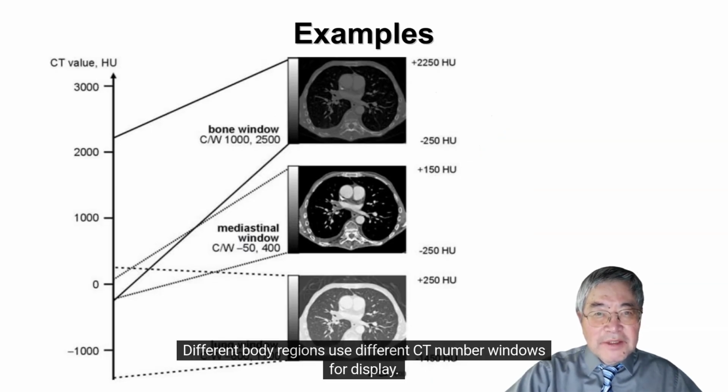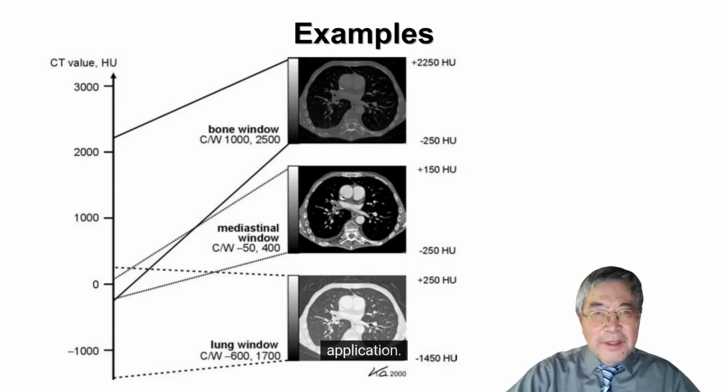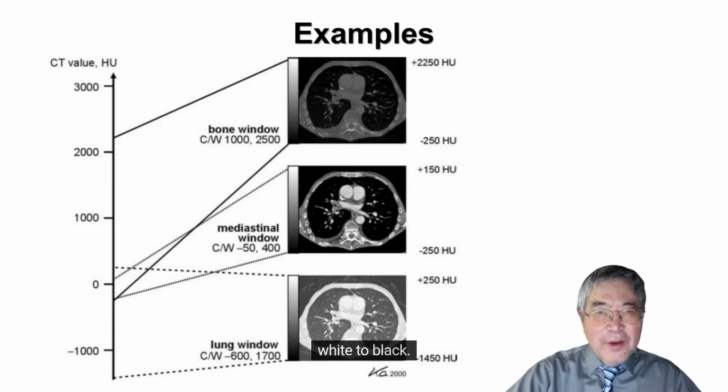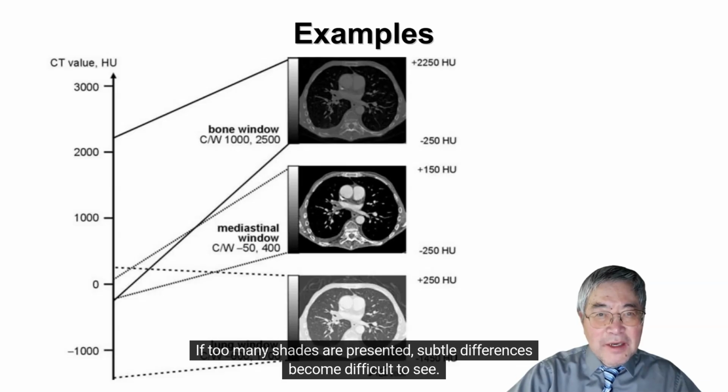Different body regions use different CT number windows for display. These windows are defined by minimum and maximum CT numbers depending on the manufacturer or clinical application. For instance, the full range of CT numbers might be mapped to 256 grayscale levels on a display from white to black. The human eye can typically distinguish about 50 shades within a window. If too many shades are presented, subtle differences become difficult to see.